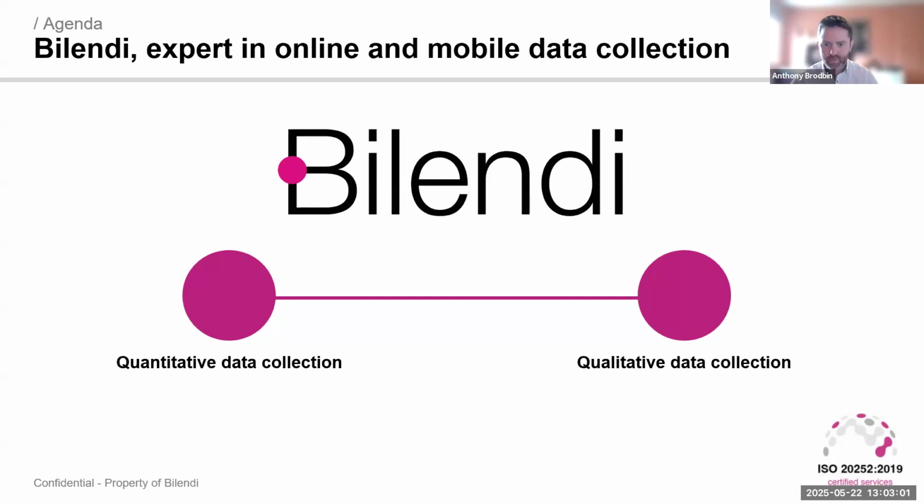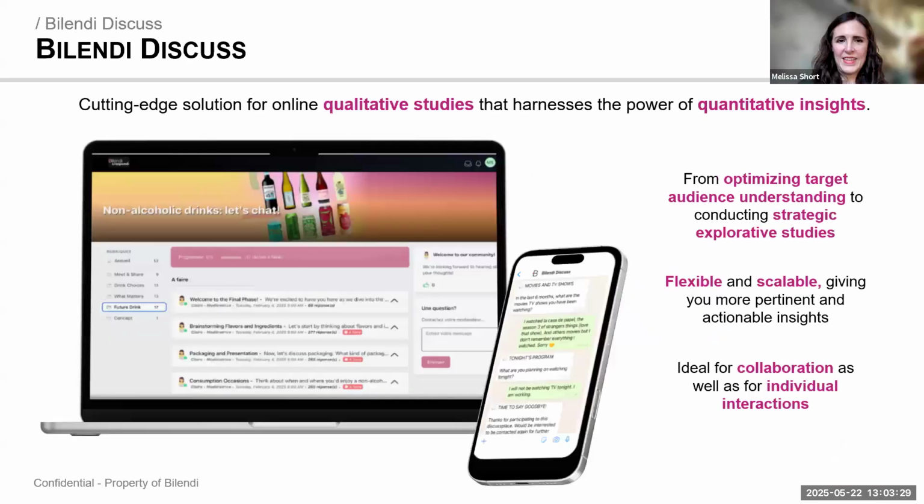We also have a qualitative division. So we have Bilendi Discuss, which is the tool we're going to talk about today. We also have a UX platform called Tandems or Bilendi UX now, and we can help out with qual recruitment and full service qual support also if that's needed. And we have teams all over the world, in particular Europe and Latin America. So when it comes to those kind of international projects, we can support with boots on the ground in different locations. So I'm going to hand off to Melissa to tell you more about Bilendi Discuss.